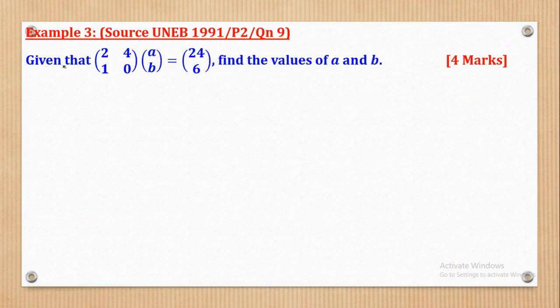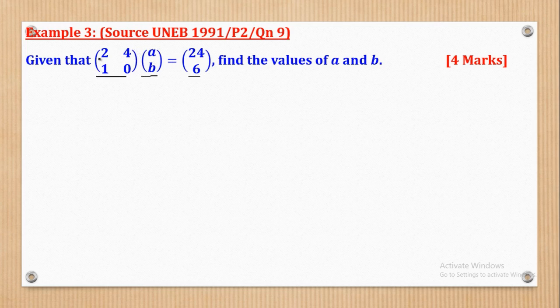Now we shall go to example 3. Example 3 says matrix 2, 4, 1, 0 and a column matrix. A 2 by 1 matrix is called a column matrix. So this is a 2 by 2 matrix and this is a column matrix.